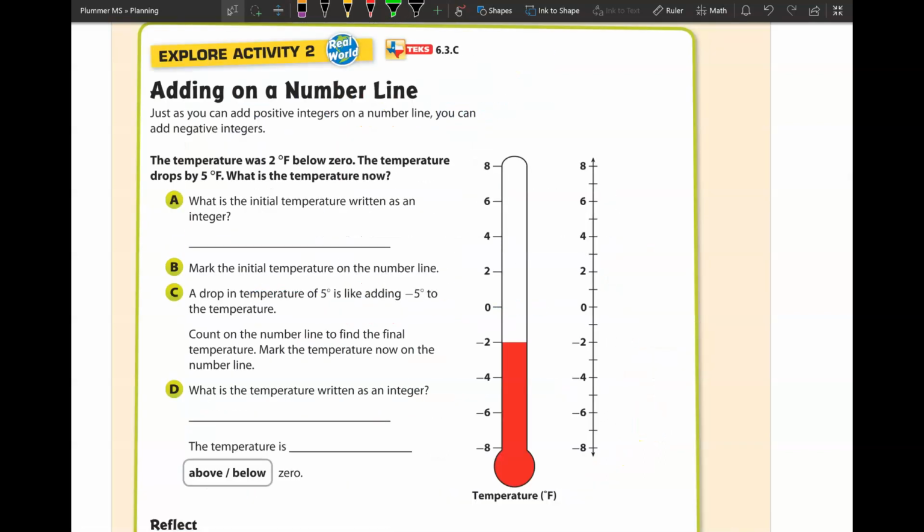So it says adding on a number line. Just as you can add positive numbers on a number line, you can add negative integers. The temperature was 2 degrees Fahrenheit below 0. The temperature drops by 5 degrees. What is the temperature now? So what is the initial temperature written as an integer? So like it said, it is 2 degrees below 0.